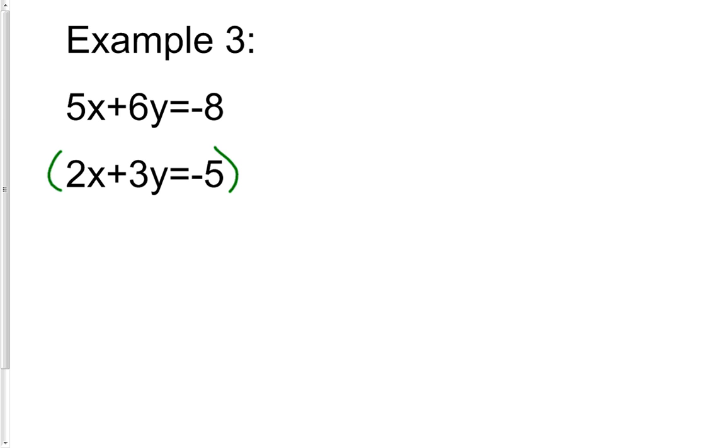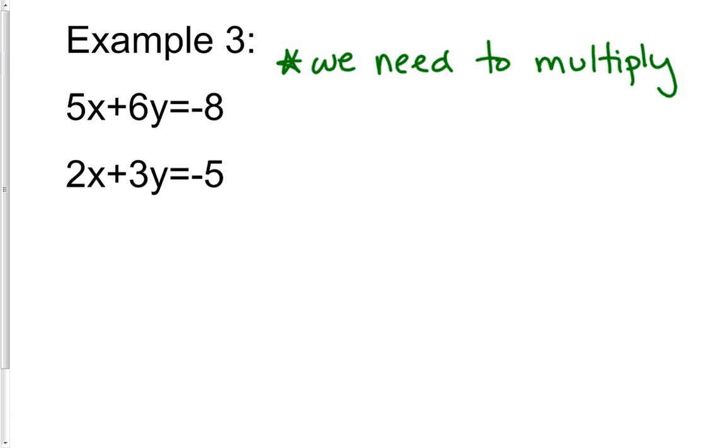If I subtract, 5x minus 2x gives me 3x. 6y minus 3y gives me 3y. And negative 8 minus a negative 5 gives me negative 3. Well, that doesn't work either. So in this case, neither addition nor subtraction alone is going to get us a variable that's eliminated. So in this case, we need to multiply by a number. And the reason we're going to multiply is we want to get coefficients to match up.